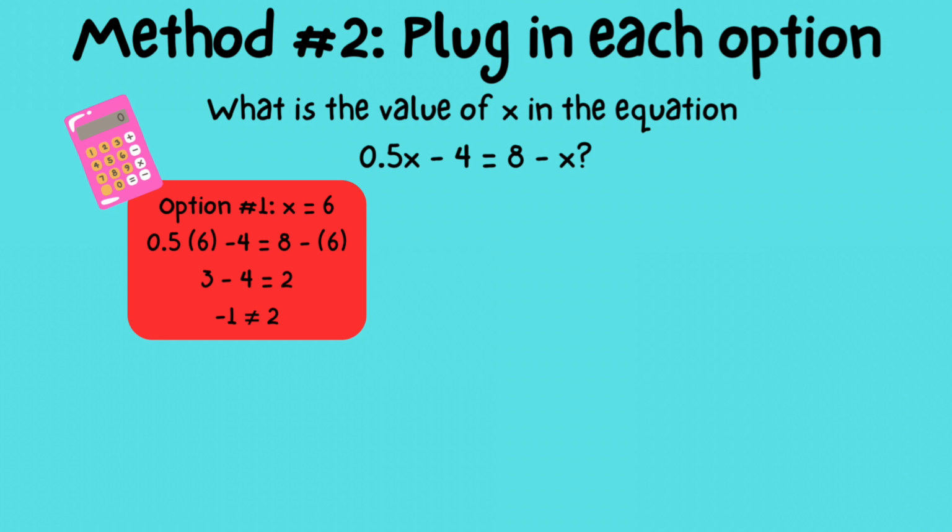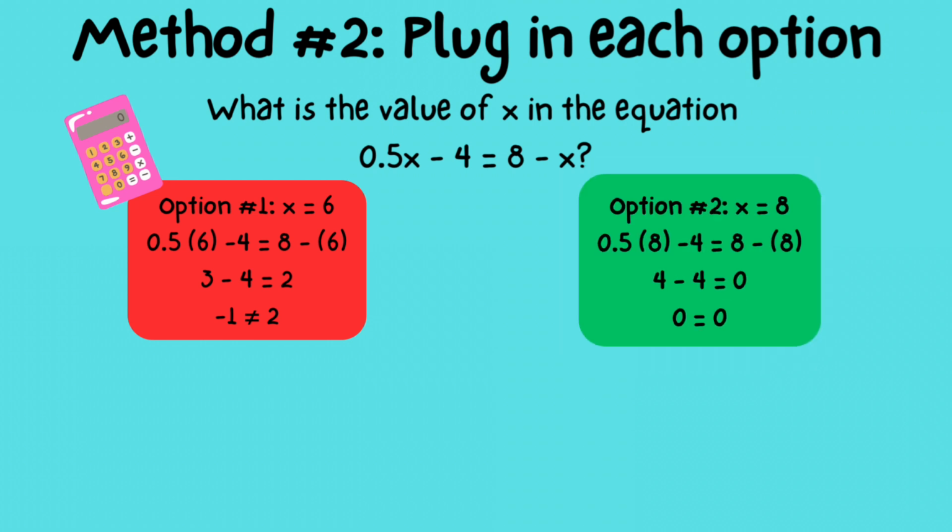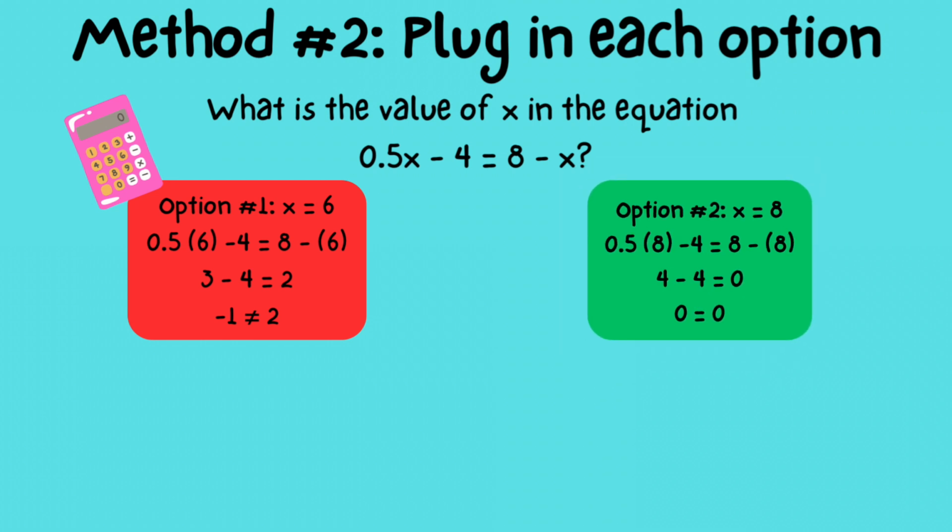As you can see, with option 1, when you plug in 6 for x, you get -1 on one side and then 2 on the other side. So the equation is false, and that is not the correct answer. When we replace x with option 2, we see that both sides are equal to 0. So that means that the equation is true, and this is the answer. You could stop here on the test instead of doing the other options because you found the answer.